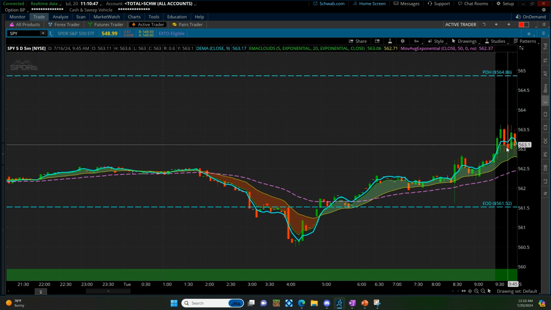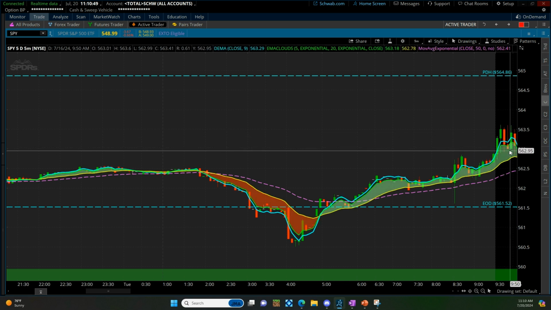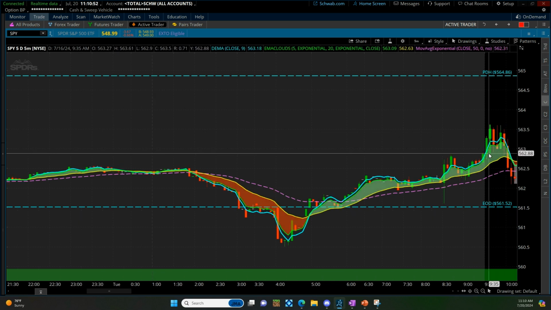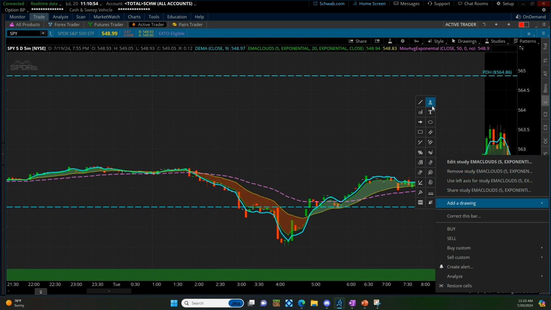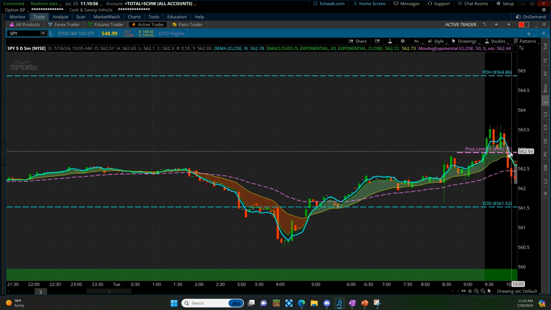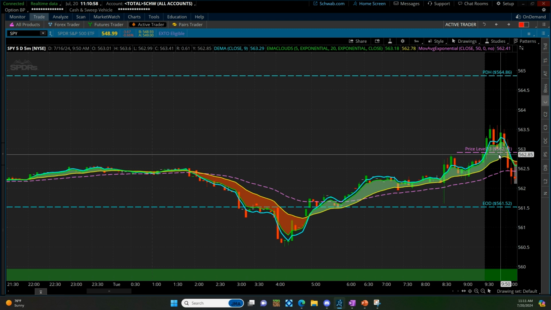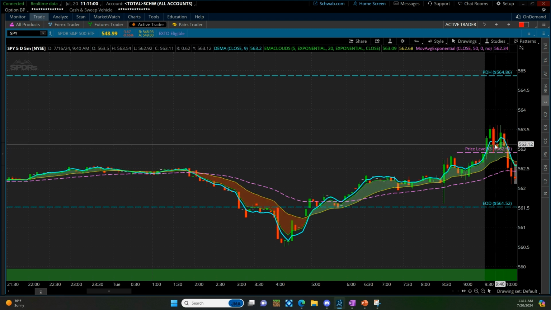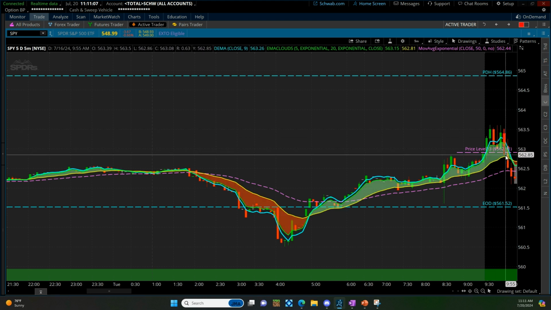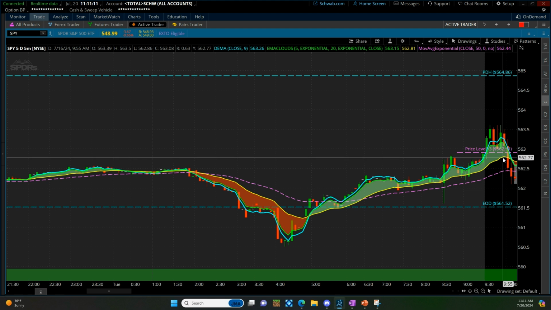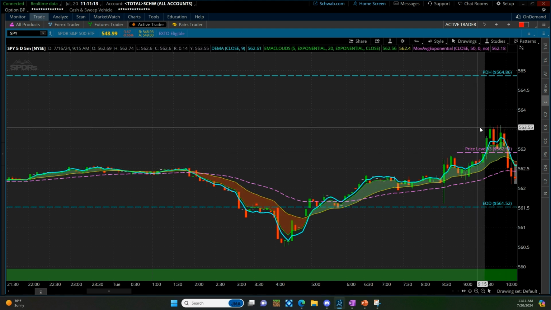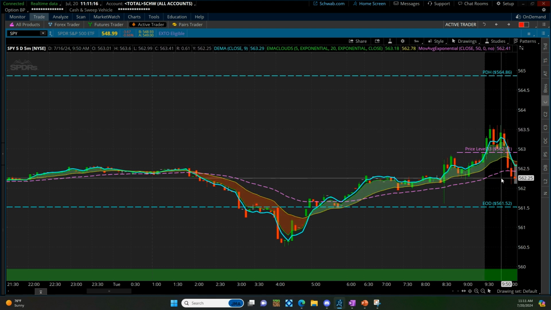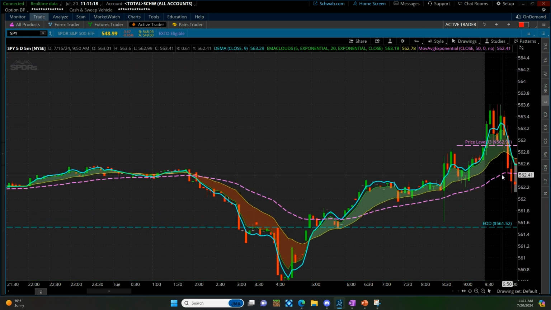We rip up and I long the market and I get stopped out of the position. That's what I love about this strategy, it keeps your stops relatively good. If you get a pretty good entry, right around here at 563.15, I think, is when I got long in the market. I get stopped out right here at 562.83, so not really getting killed. And then we break below the 50 here and we close.